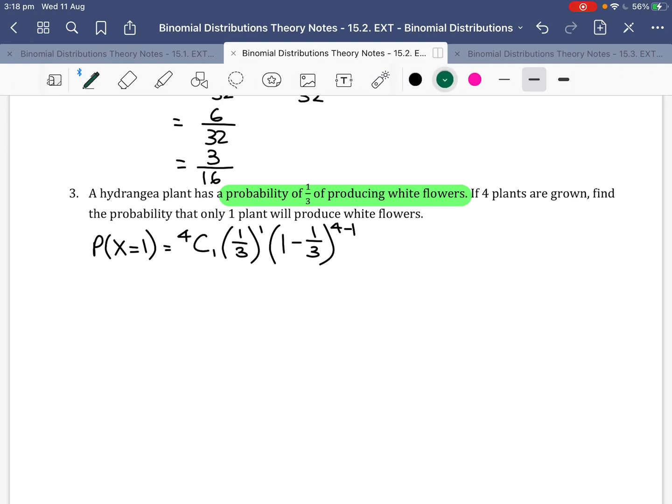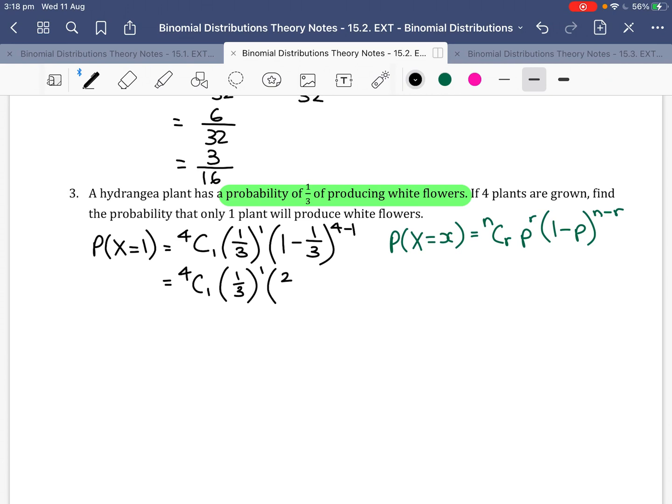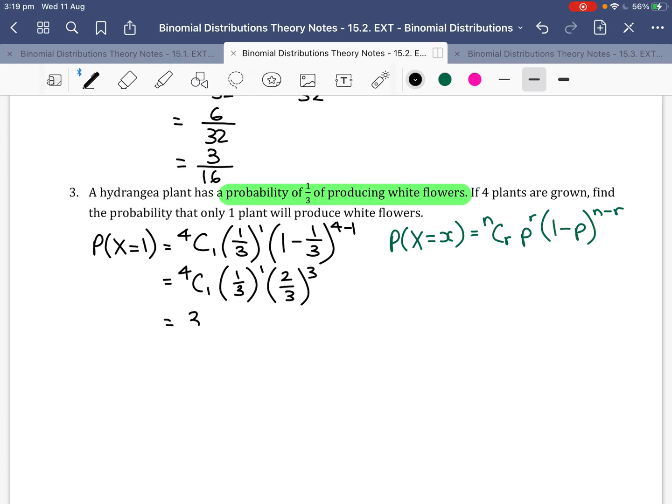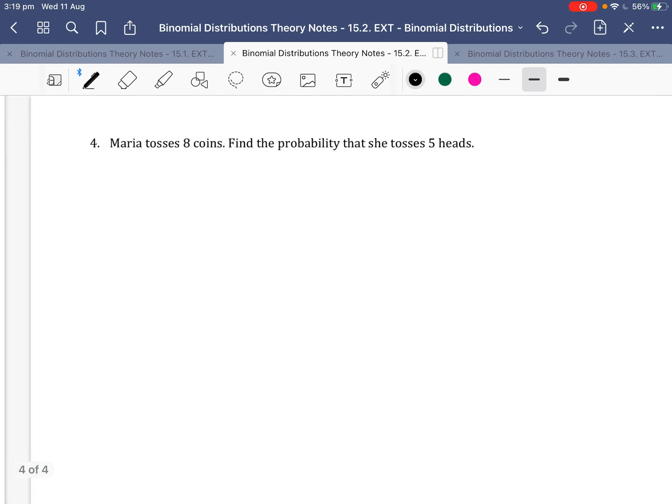So the formula that this came from was the probability of x equals r is nCr, the probability p to the power of r times 1 minus p to the power of n minus r. Just for a recap, 4 choose 1, 1/3 to the power of 1, and then this is 2/3 to the power of 3. We put this into our calculator and we get 32 over 81, and that doesn't simplify any further.